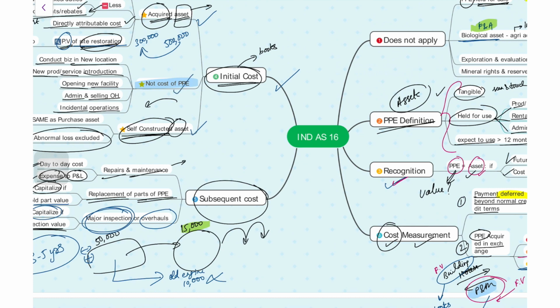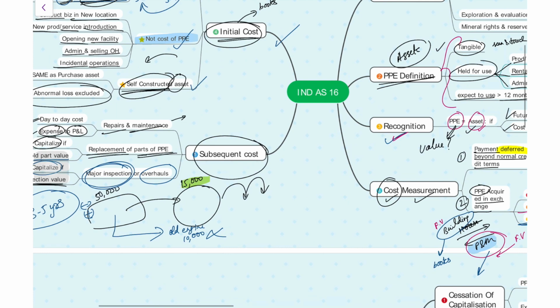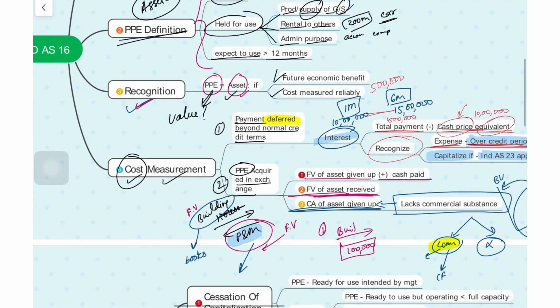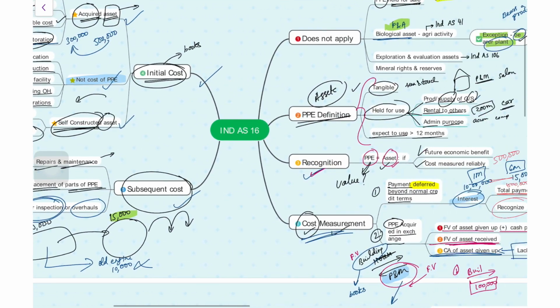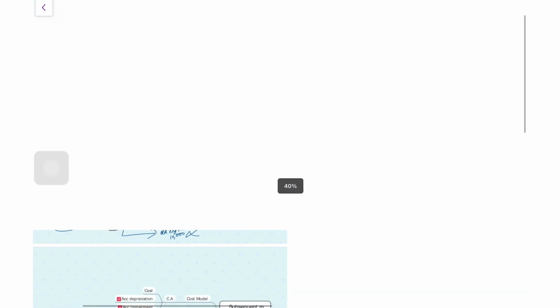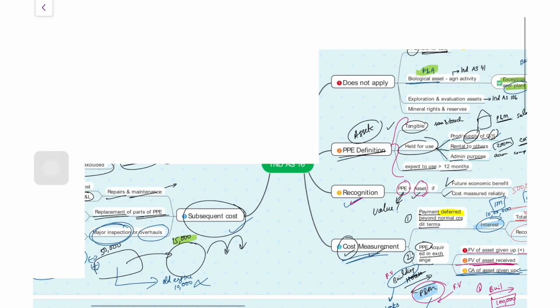According to that you will do it, and you also understood what is not included as a part of your PPE. Then we read about subsequent cost, how we account for repairs and maintenance, how we account when there is a replacement of a part, and what you do when there is a major inspection. Then finally we understood cost measurement, with two special cases: one where you pay beyond normal credit terms, and the second where you have acquired a PPE in exchange of another PPE. I hope there are no doubts until this. I'll give you a minute to go through all of this and understand.